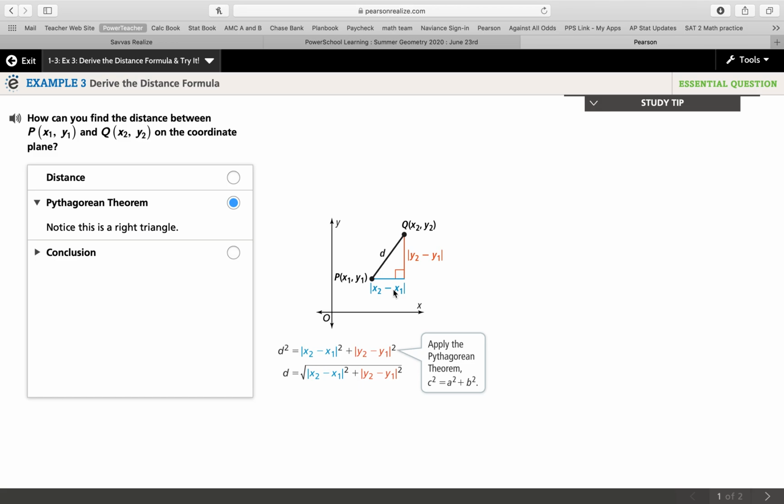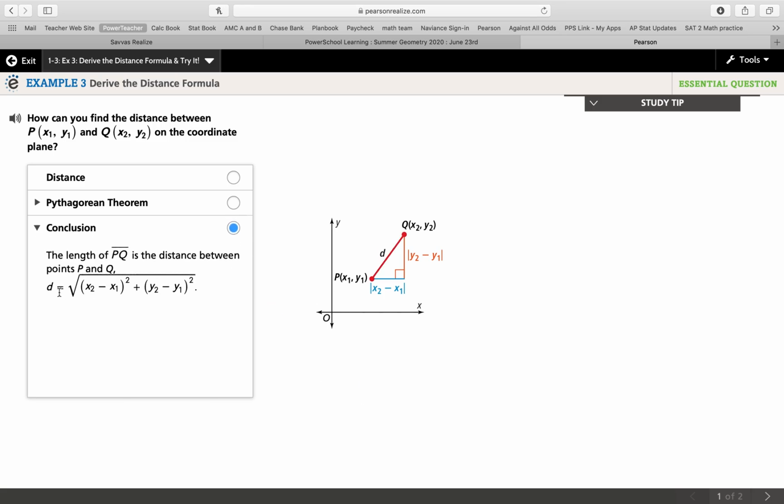If you take those two differences and you square them, you turn into Pythagorean's theorem, which is a squared plus b squared equals c squared. Our goal is to solve for the distance, so we can take the square root of both sides to give us the distance formula, which is x2 minus x1 quantity squared plus y2 minus y1 quantity squared. The square root of that gives us d.